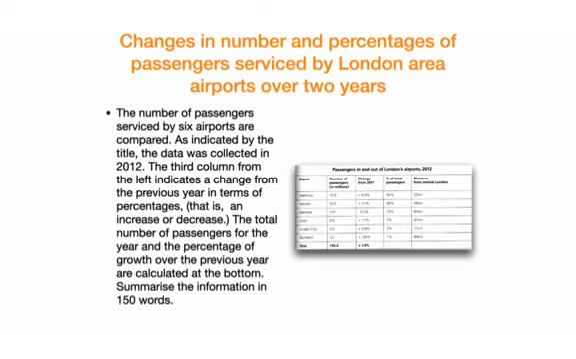Changes in number and percentages of passengers serviced by London area airports over 2 years. The number of passengers serviced by 6 airports are compared. As indicated by the title, the data was collected in 2012. The third column from the left indicates a change from the previous year in terms of percentages, that is, an increase or decrease. The total number of passengers for the year and the percentage of growth over the previous year are calculated at the bottom. Summarize the information in 150 words.